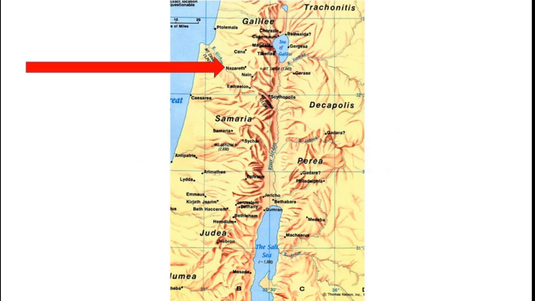So let's start out with where Jesus starts off, in Nazareth. This is the place of the Annunciation, where the angel declared to Mary, "You will be the mother of the Son of the Most High." So where's Nazareth? That's up here in the northern area, near the Sea of Galilee.